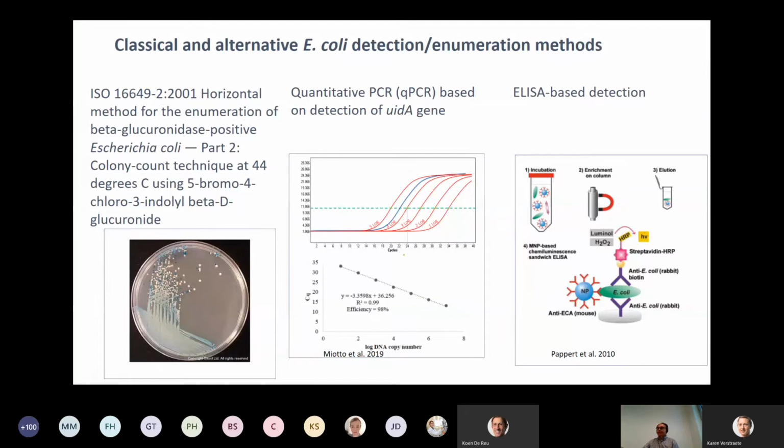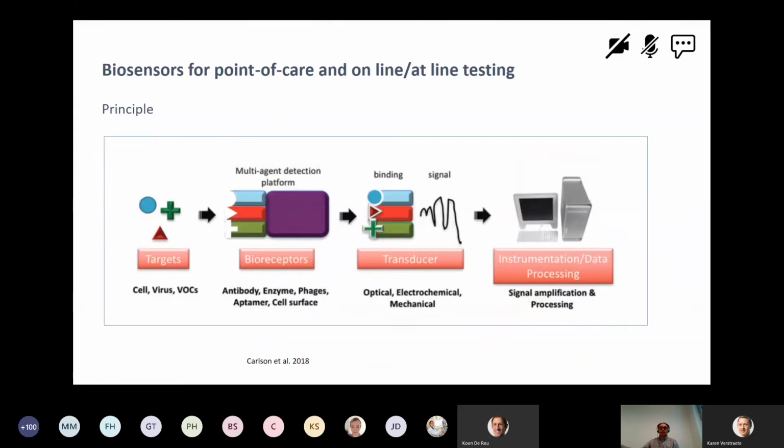On the other hand, biosensors can enable what is called point-of-care testing and can even allow online or at-line testing. So they are in fact much quicker than the other, even alternative methods. The principle of a biosensor is always the same. You have your target, which is recognized by a bioreceptor, and a transducer transforms the recognition of the target into a signal which can be seen on a display or on a computer.